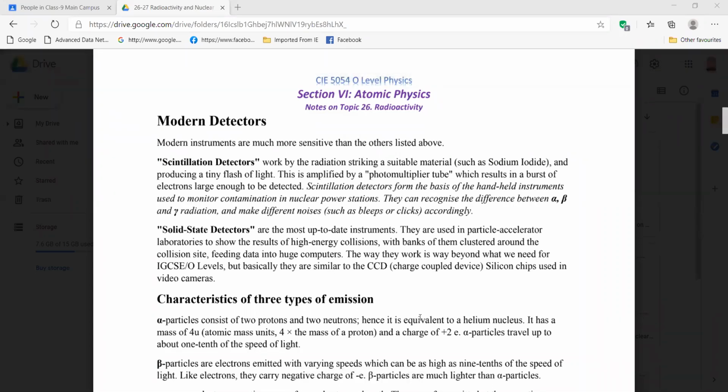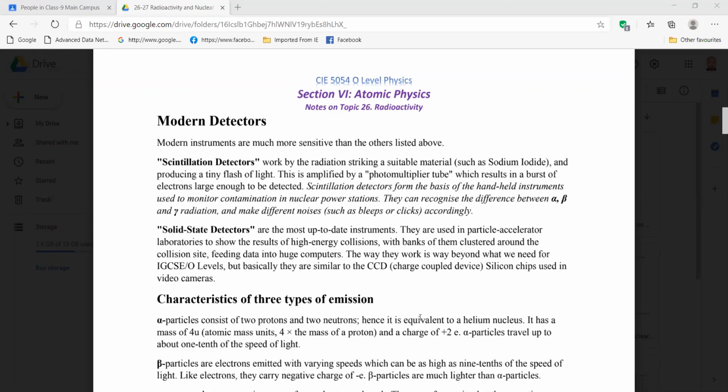Solid-state detectors are the most up-to-date instruments. They are used in particle accelerator laboratories to show the results of high-energy collisions, with banks of them clustered around the collision site, feeding data into huge computers. The way they work is way beyond what we need for IGCSE O-levels, but basically they are similar to the CCD, charge-coupled device, silicon chips used in video cameras.